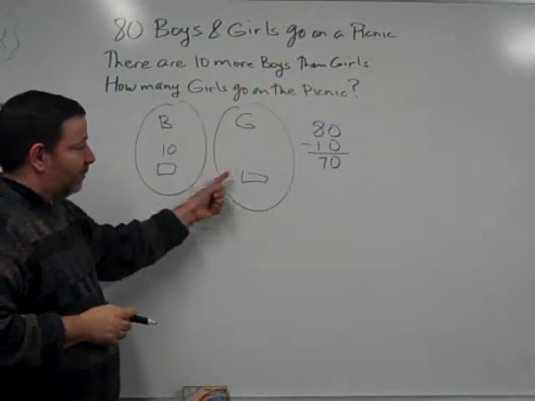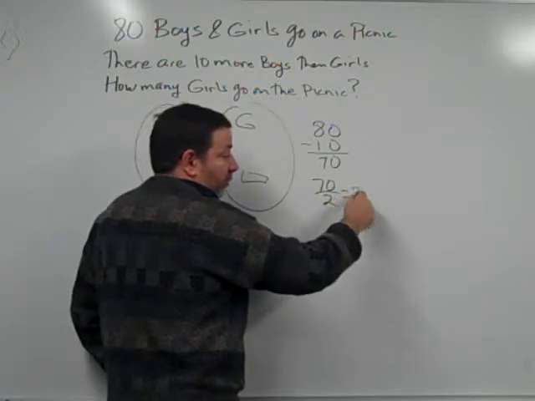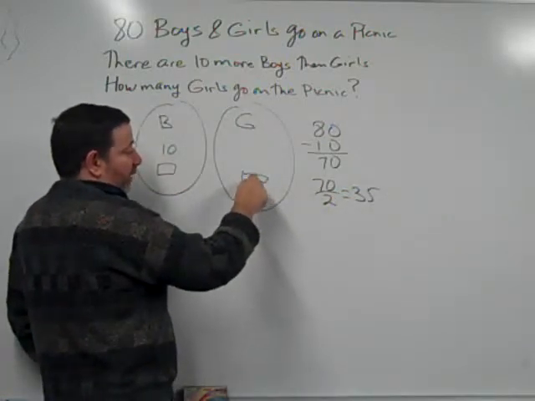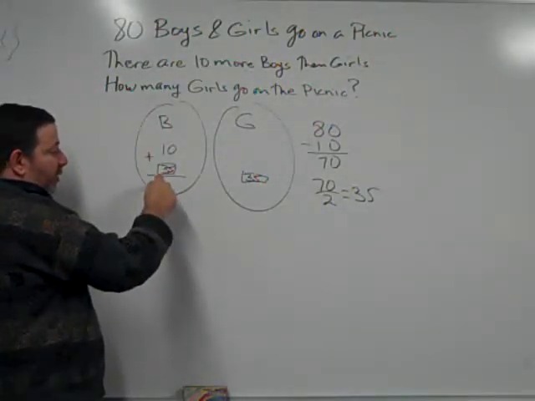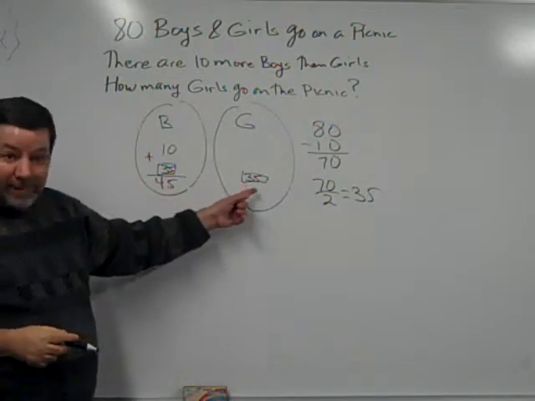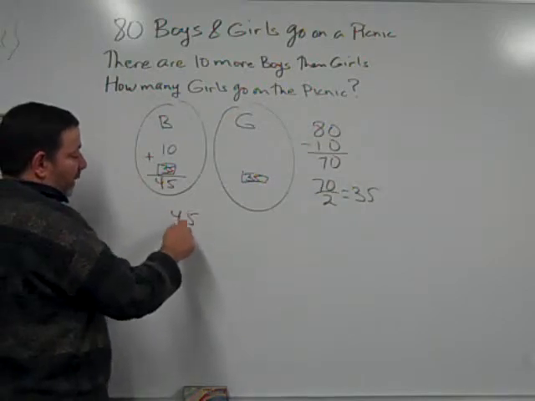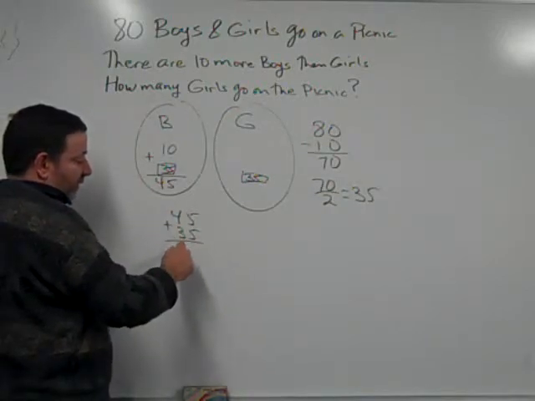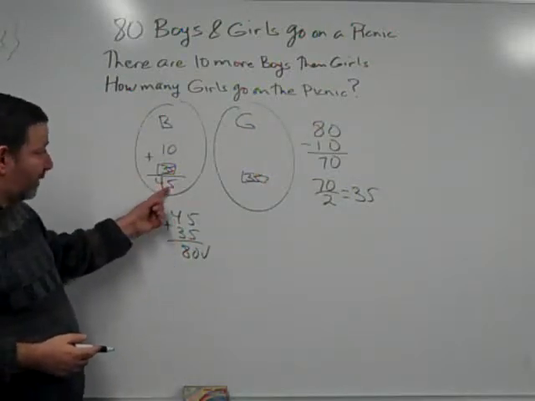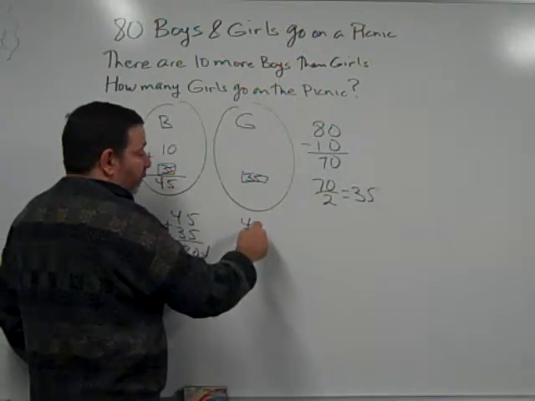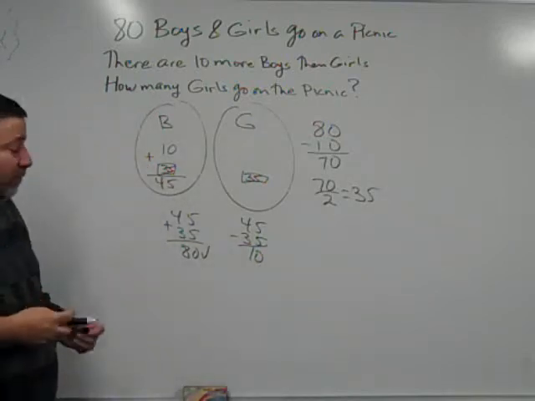And if I put the same numbers here and here, that is, if I divide 70 by 2, I'll put 35 girls here and 35 boys here. So there will be 45 boys and 35 girls. We really should check that I'm right. 45 plus 35 is definitely 80, and this number is 10 more than girls. 45 minus 35 is 10. Should be a very quick problem.